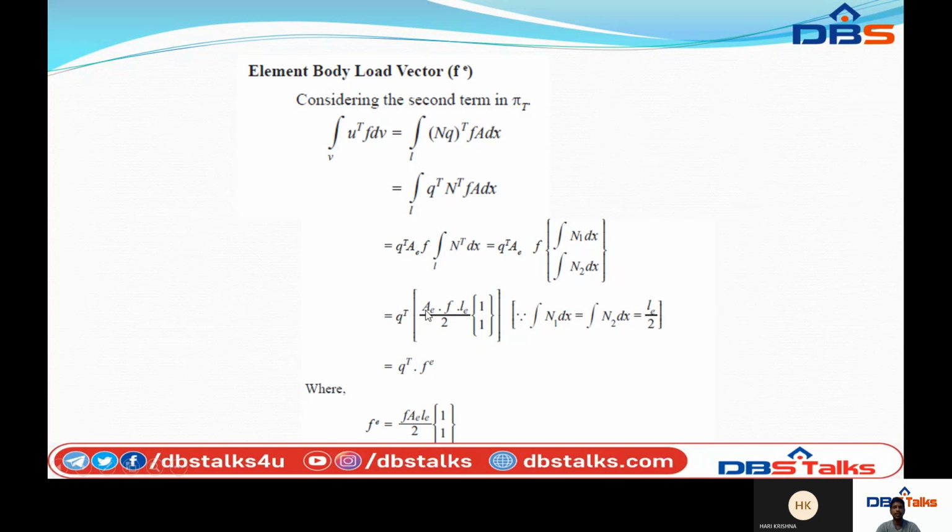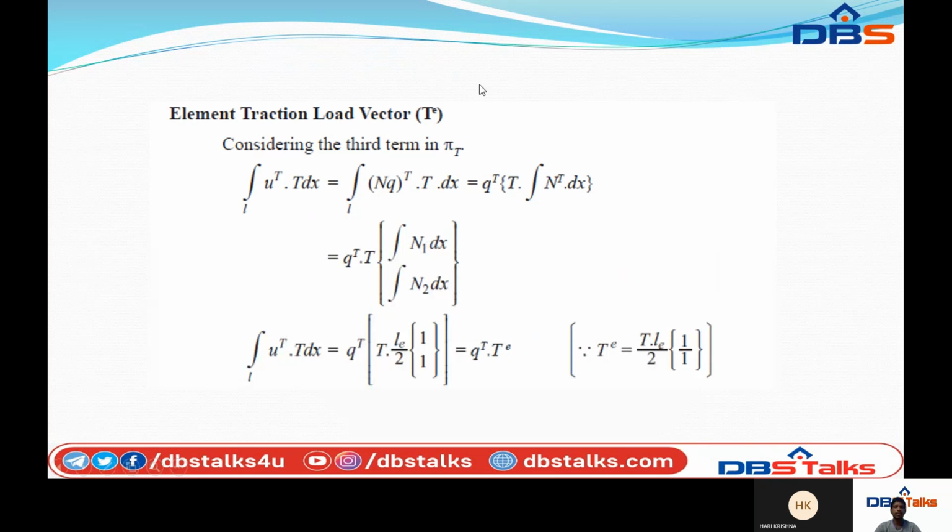That LE by 2 is written in this parameter, in the numerator and denominator. Therefore, Q transpose into FE. Okay. Therefore, FE equals F AEL by 2, 1, 1. This is the element body load vector.